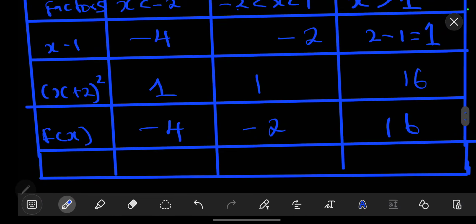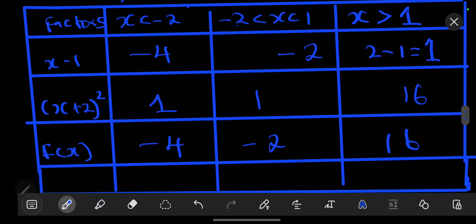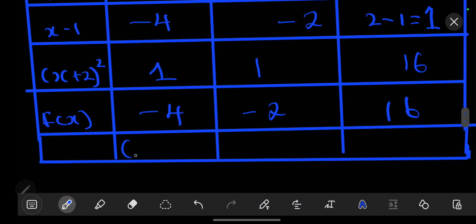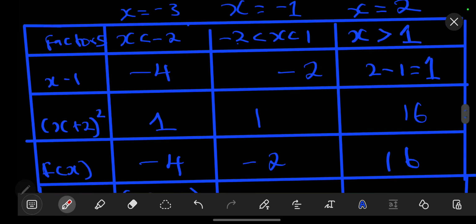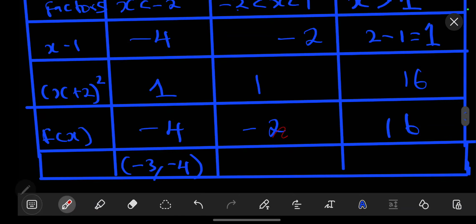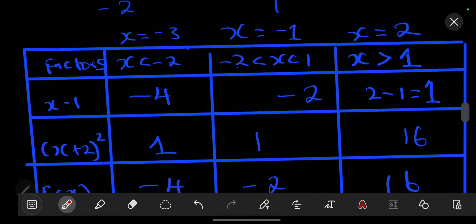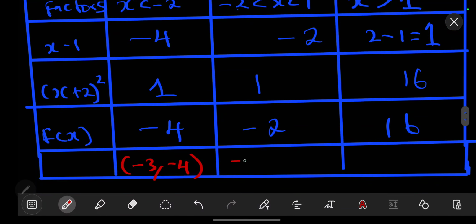So with these values, let's just compile them. So what we have is -3, comma, -4. The value that you have used as your x value is -3, so you have to write it there. Then here we used -1, so we have to put -1, comma, the result is -2 there.